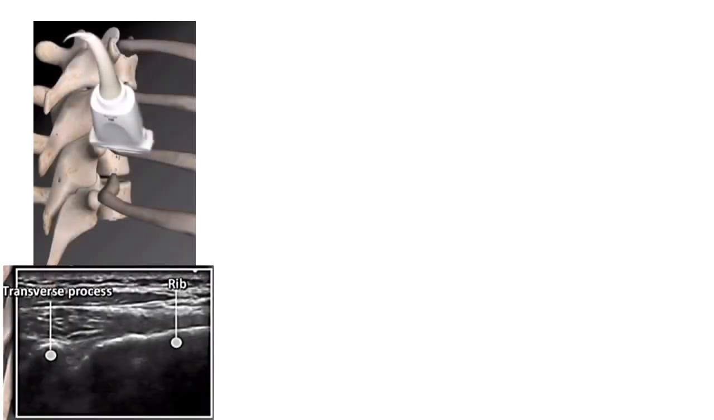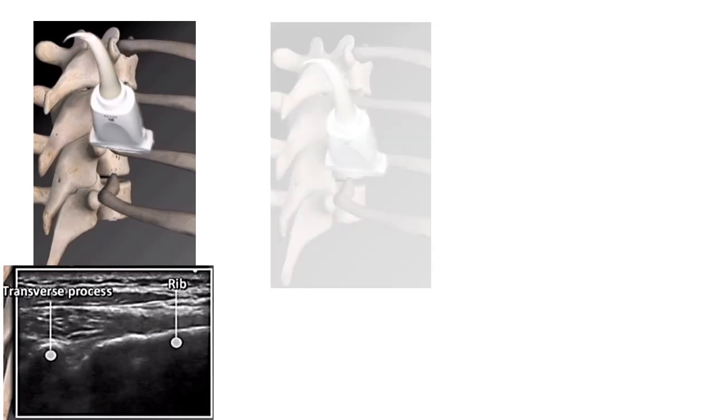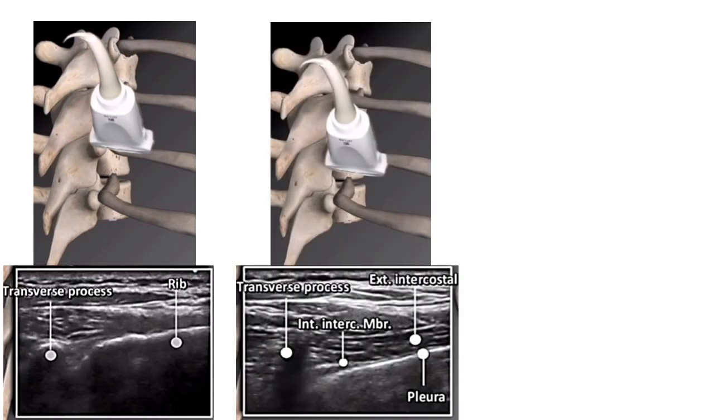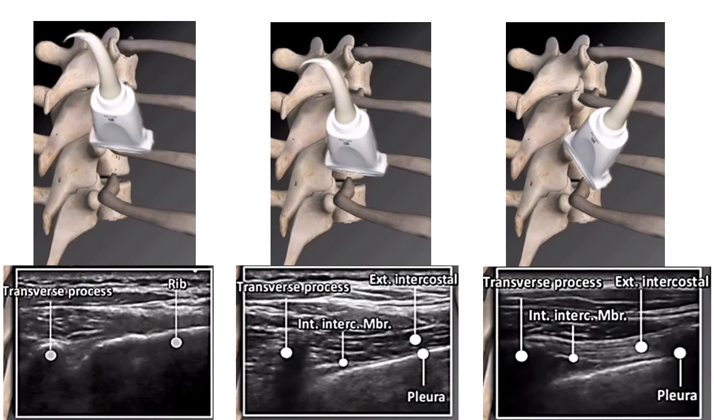First, USG probe is placed transversely over junction of transverse process and rib. Then probe is slid downward keeping same orientation. Rib will be replaced by hyperechoic, sliding pleura. External intercostal and internal intercostal membrane look hyperechoic. Paravertebral space is located in between internal intercostal membrane and pleura. Oblique rotation of probe at this point makes pleura, internal intercostal membrane and paravertebral space more defined, sharp and widened.